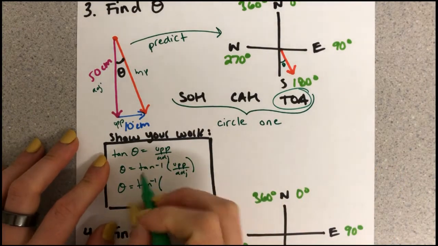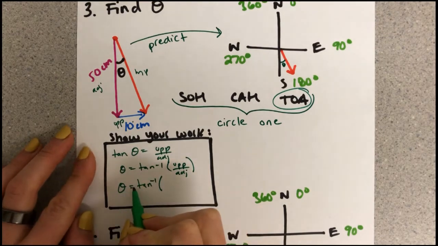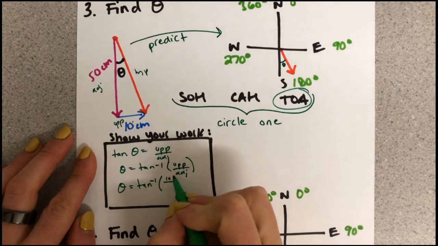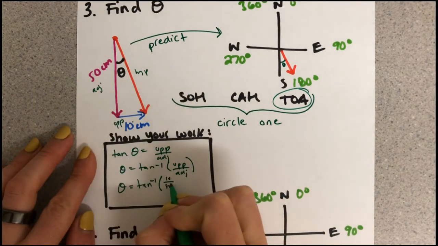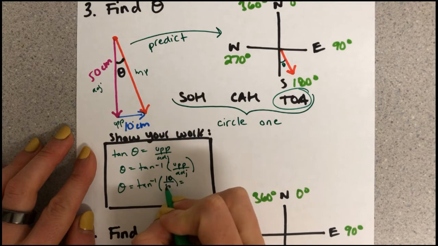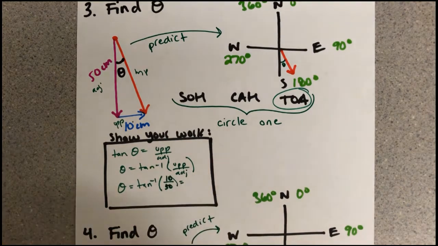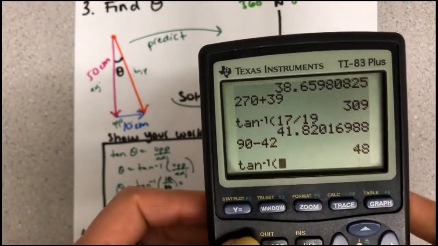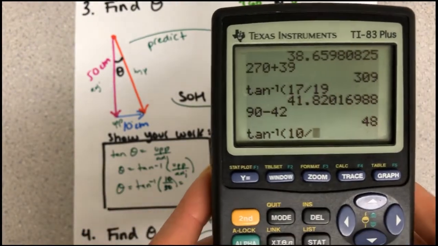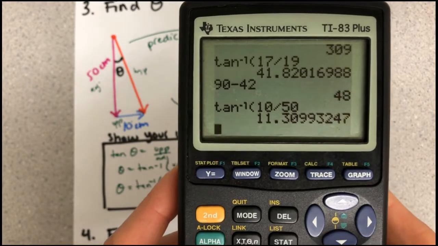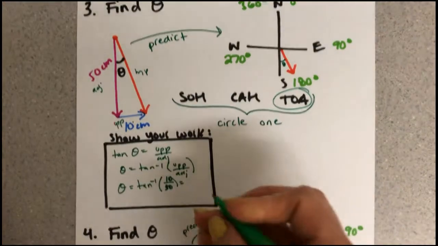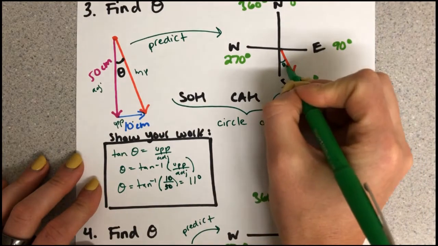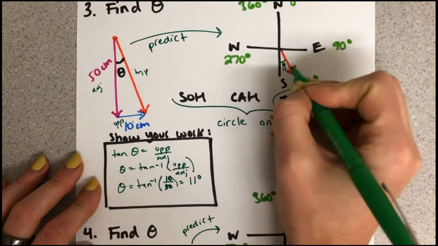Okay, so like I said, we have theta equals the inverse tangent of my opposite here is 10 divided by my adjacent is 50. That says 10 and 50. And I get 11.3. I'm just going to call it 11. So 11 degrees. Now, that's this part right here. So this is 11 degrees right here.